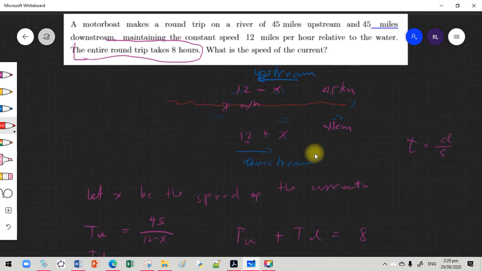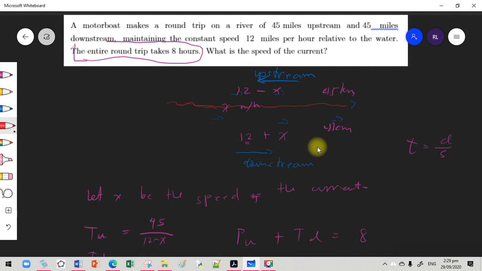So let's go back to our illustration: the speed of this current is just 3 miles per hour. So meaning the speed of the motorboat going downstream is 12 plus 3, that becomes 15 miles per hour, and 12 minus 3 going upstream becomes 9 miles per hour, covering the same distance of 45 miles. So that's it.